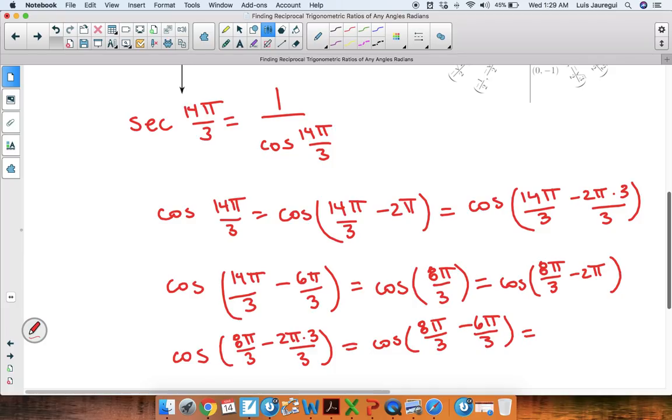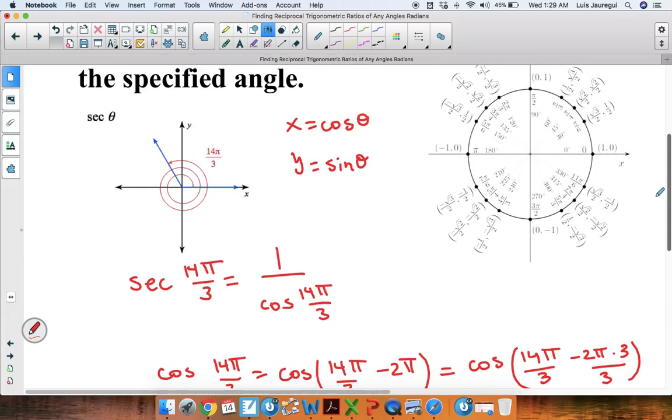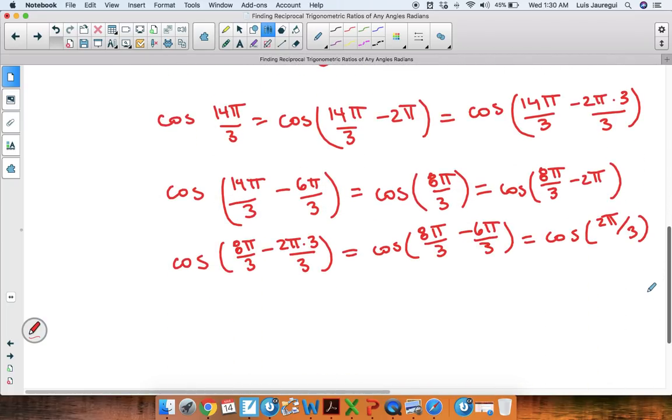Notice that this is just cosine of 2 pi over 3. And this is now an angle that we can find on the unit circle. Now, let's take a look at 2 pi over 3, which happens to be here. Since we're focusing with cosine, that's your x coordinate, so that will give you negative 1/2. So cosine of 2 pi over 3 is the same as negative 1/2.